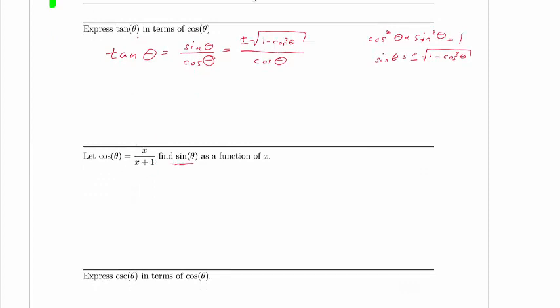Cosine theta equals this guy here, and we want to find sine theta as a function of x. So again, we go back to the Pythagorean identity. Cosine squared plus sine squared is 1. And so what is cosine theta? Well, that's this guy right there. And so we plug that in. We have x over x plus 1 squared plus sine squared theta equals 1.